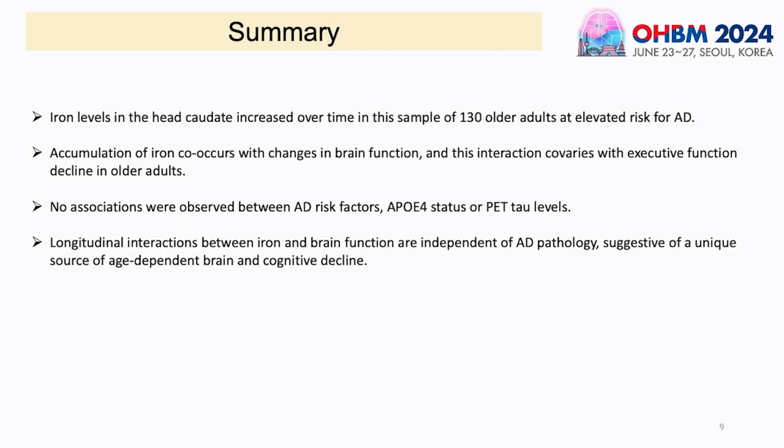And in general, as predicted, the iron levels in the head of caudate increased over time, and the accumulation of iron occurs with changes in brain function, and this interaction covaries with executive function decline in older adults, and there's no association observed with the age risk factors like APOE4 status or PET tau levels. So these findings suggest that the longitudinal interaction between the iron and the brain function is independent of the age pathology, suggesting a unique source of age-dependent brain and cognitive decline.